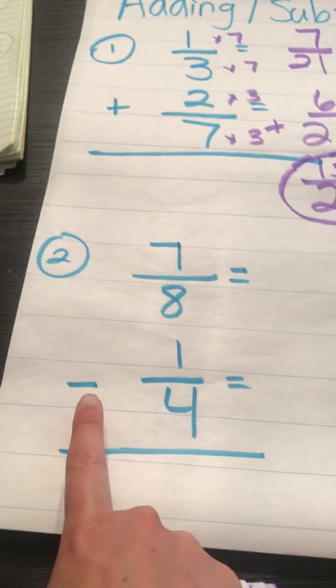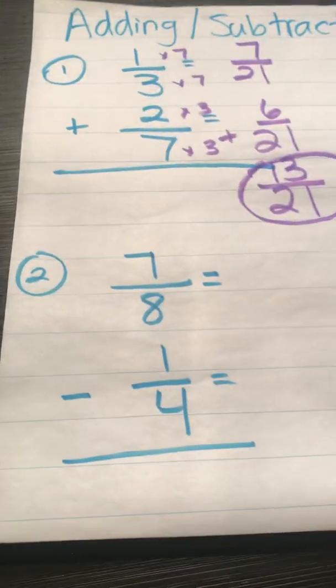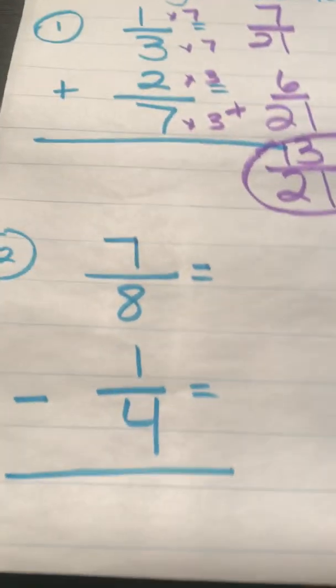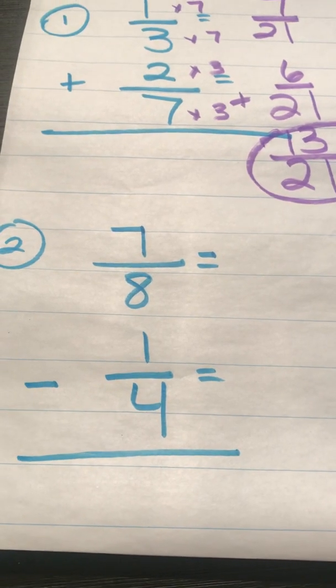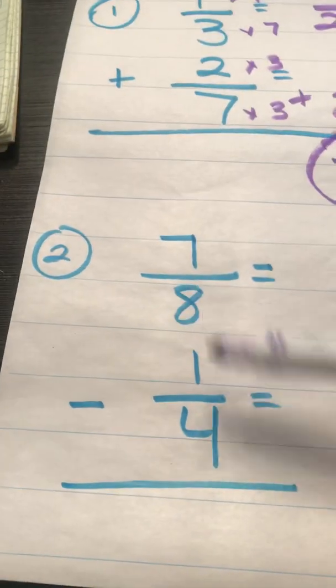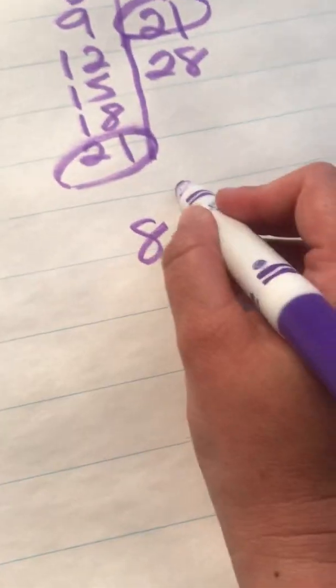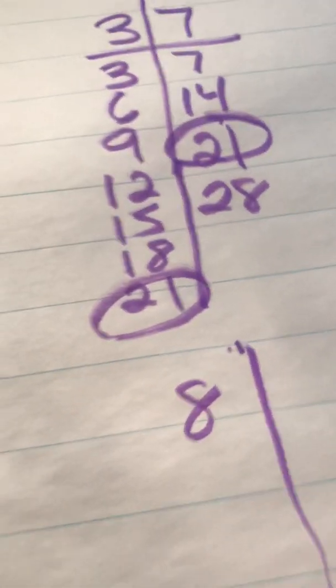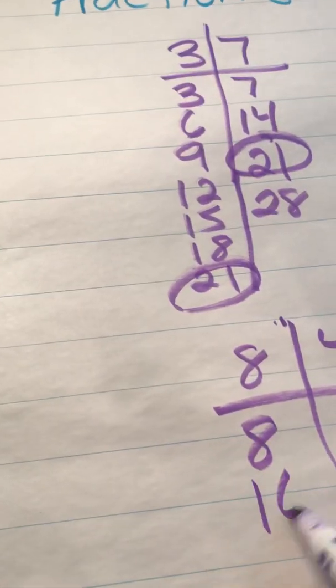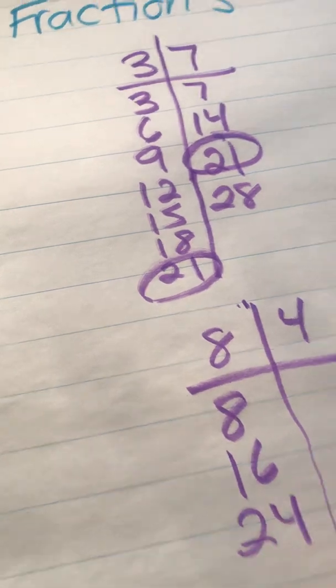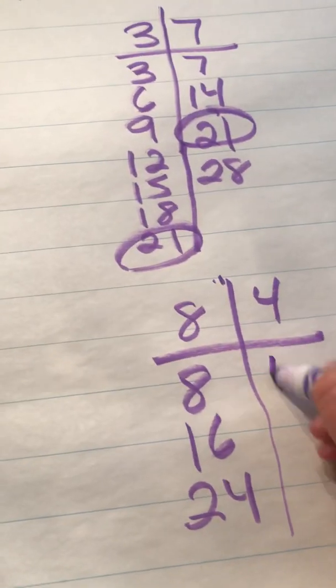7/8 minus 1/4. Pay attention to the symbols here. I cannot subtract these two fractions because they do not have a common denominator. The denominators are different. I have 8 and 4. So same thing. I'm going to go over to the side. I'm going to list 8, and then I'm going to list 4. 8, 16, 24.